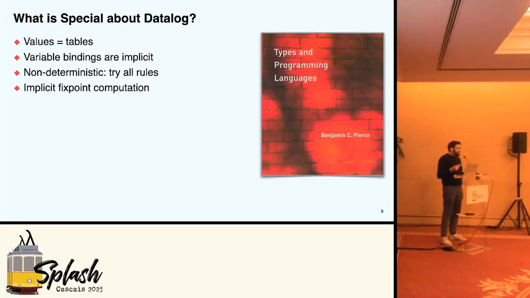Variable bindings in Datalog are tricky. They are very implicit. So just by looking at the syntax, you cannot be sure if this is a binding position or if this is a referencing position. Datalog is non-deterministic. To derive an answer for a query, you need to try to apply all rules. But most importantly, Datalog has an implicit least fixed point computation over this loose collection of rules. So somehow we need to figure out when do we need to restart the fixed point computation, and we need enough information to actually restart it.